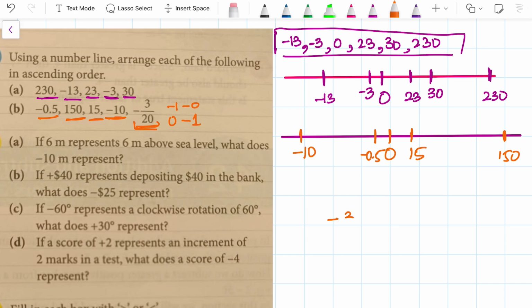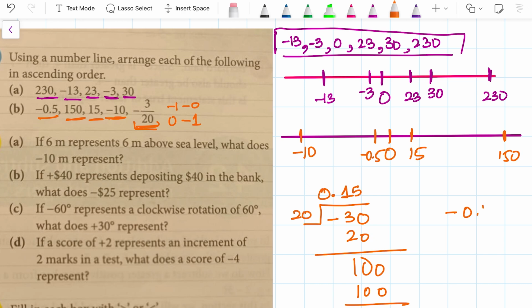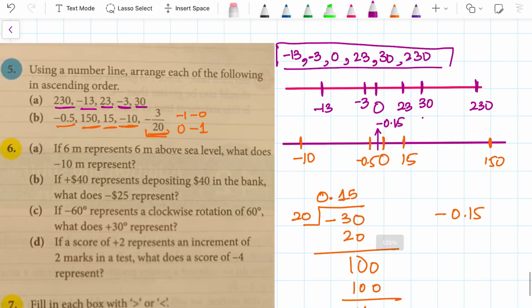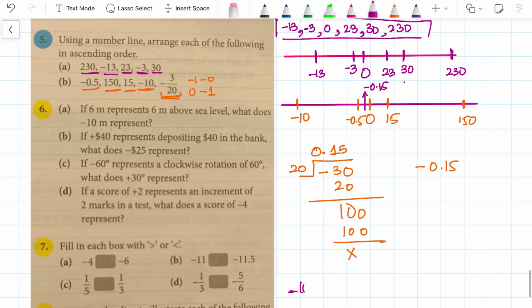Minus 3 upon 20, we have to check whether it is more than minus 1. 1 times is a 20. 0.05 times is a 100. So it's a minus 0.15. Minus 0.15 will be somewhere here. So if you rearrange in ascending order, it's going to be minus 10, minus 0.5, then minus 3 upon 20. Always write the original value when you're writing the answers. 15 and then 150.